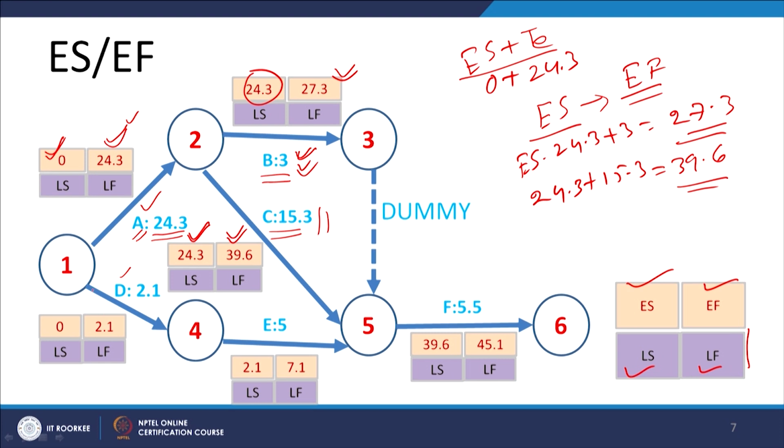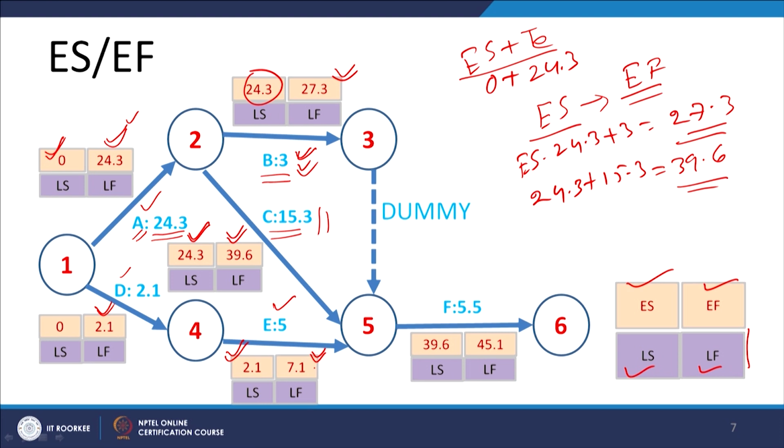On the other hand, for activity D, we can start immediately, so the start time is 0, and 0 plus 2.1, the expected time to complete, makes the earliest finish time 2.1. Similarly, since the precedence requirement for activity E is activity D, and D finishes at 2.1, this will be the earliest start time for activity E, that is 2.1. The time to complete the activity is 5, so 2.1 plus 5 gives us the earliest finish time of 7.1.